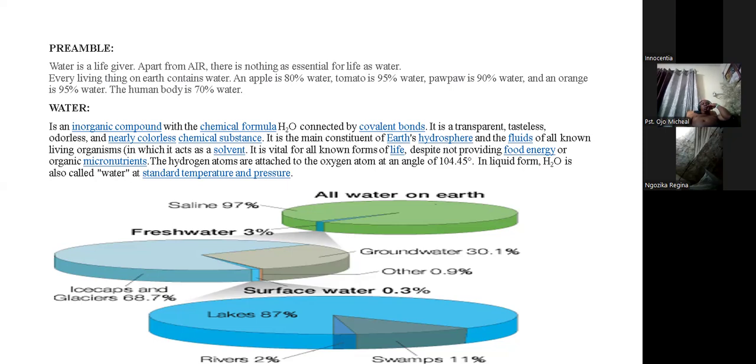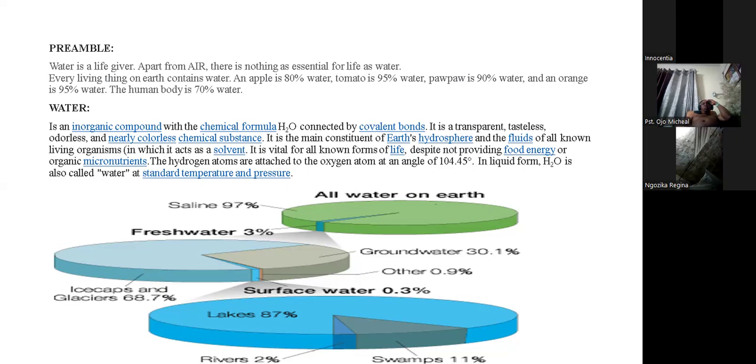So you are drinking water that has this bond. So now we are getting the definition. So water is an inorganic compound. It has a chemical formula H2O, and it is connected by covalent bond. Is that all that there is to the definition of water? No. Water is equally transparent. Water is equally tasteless. Water is equally odorless. And water is nearly colorless.